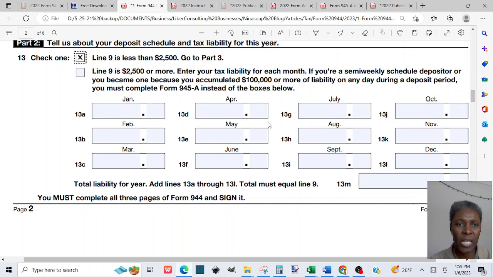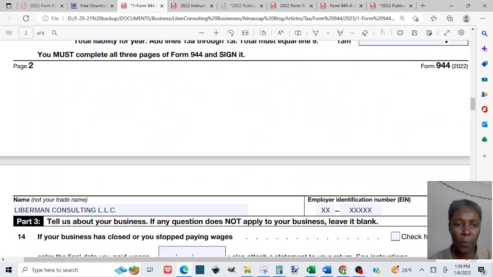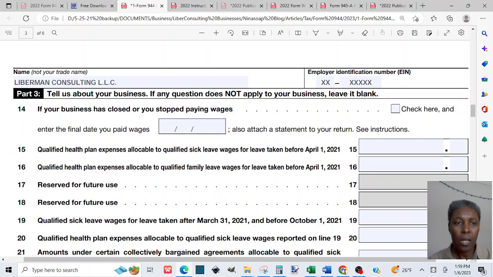So now that we explained this, in part 2, line 13, the first box is checked because we have $66.28. Tax liability is less than $2,500. So we'll go to part 3 and page 3. Your business legal name and your business identification number will be on top. So part 3, line 14.